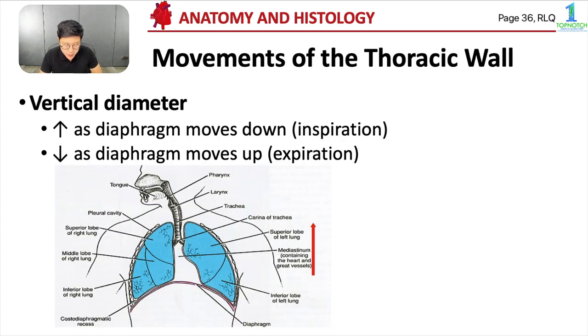So some of the movements of the thoracic wall include changes to the vertical diameter. So when the diaphragm moves down or when it contracts, the vertical diameter increases. So bababa si diaphragm, so mag-increase yung vertical diameter ng thoracic cavity. But when the diaphragm goes up, when it relaxes during expiration, the thoracic cavity decreases in vertical diameter.